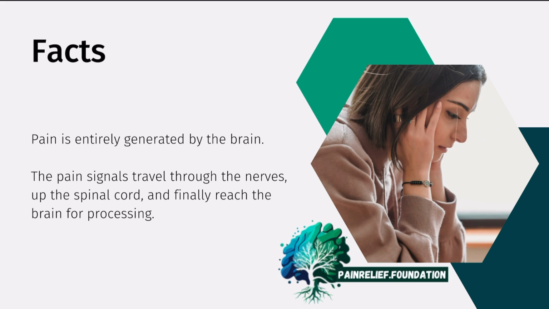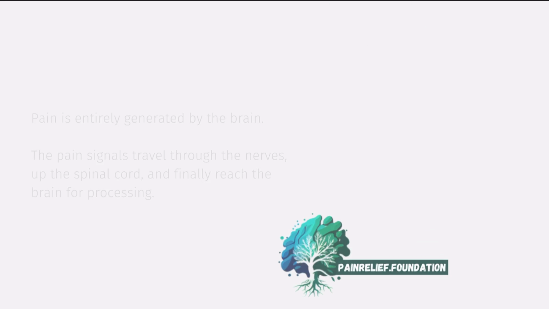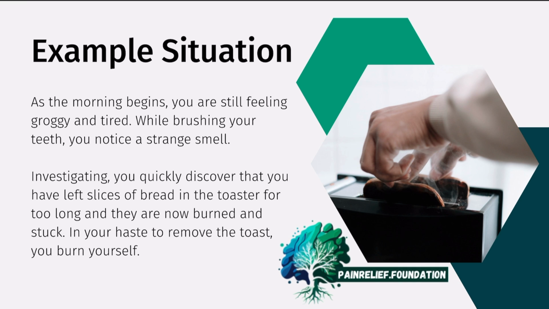So the fact about every kind of pain is basically that the pain is entirely generated by the brain. Even though the body part seems to feel the pain, it is just sending the sensations. So if you hurt yourself, if you cut yourself, if you burn yourself, this will send sensations that will travel up to your brain, and your brain will try to figure out what is actually going on and whether this is dangerous or not. And we look in more detail now at the example situation.